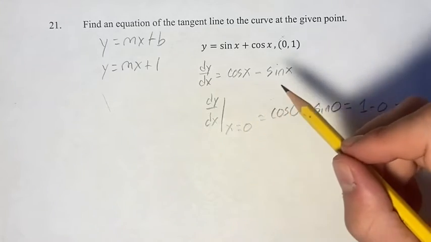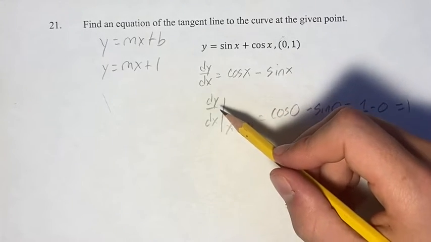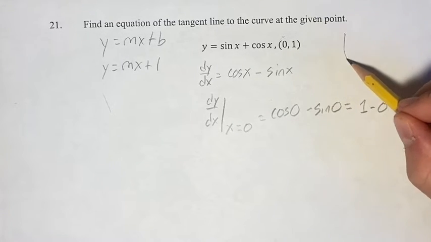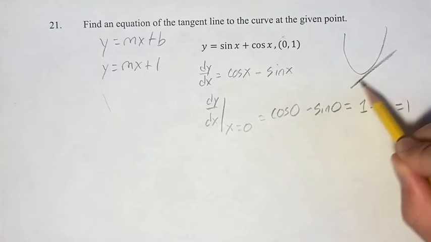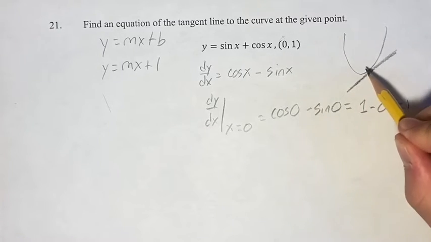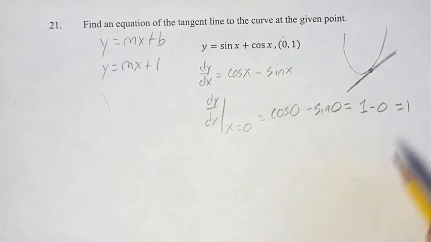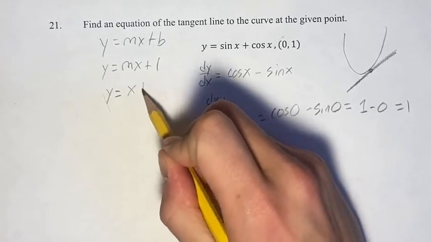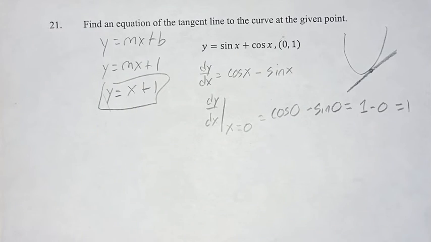So this is the value of the derivative of the curve at the point. This is the slope of the tangent line. If you have some parabola and you have a tangent line, at that point they have the same slope. So this is going to be 1, so it's y is equal to 1x, or just x, plus 1.